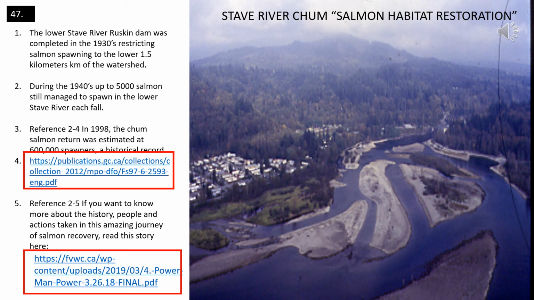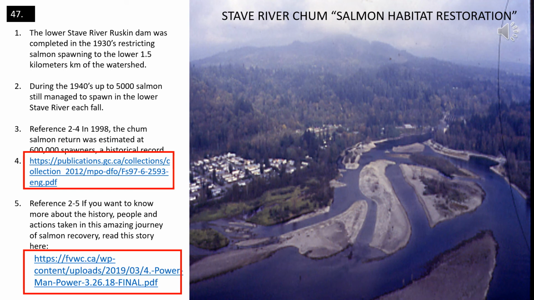In 1998, and that was a year of particularly good marine conditions, but still, if nothing goes to sea, nothing comes back. There must have been a phenomenal output of chum salmon fry over the previous number of years. So in 1998, the estimated spawning run for chum salmon in the Stave River was 600,000 fish. And this remains the historical record.